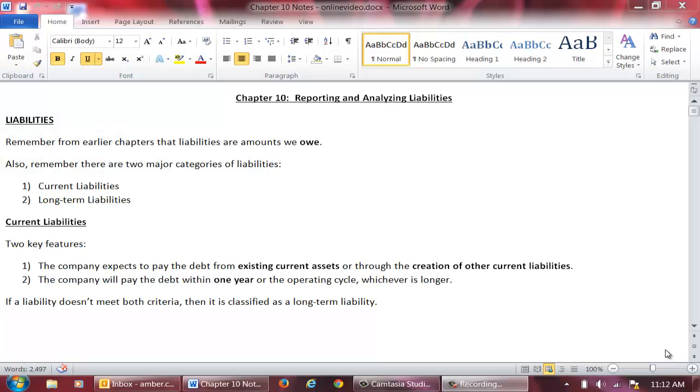Hello, this is part 1 of the Chapter 10 lecture series on current liabilities. Let's get started. In Chapter 10, we will discuss the liability section of the balance sheet.